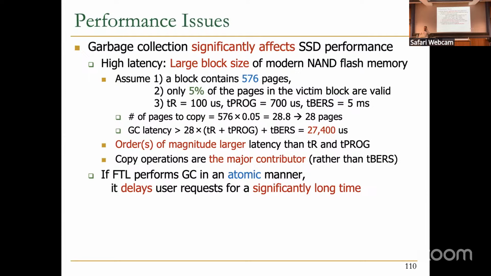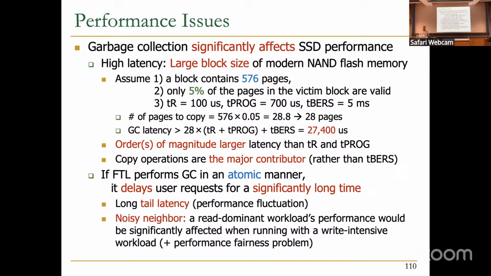So if the FTL performs GC in an atomic manner, meaning that if the FTL starts GC, it does not service any requests until we are done with the GC, then it can delay user requests for a significantly long time, causing long tail latency, performance fluctuation, and also the noisy neighbor problem.